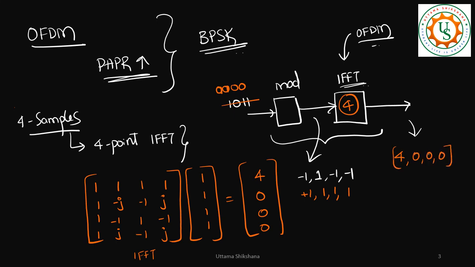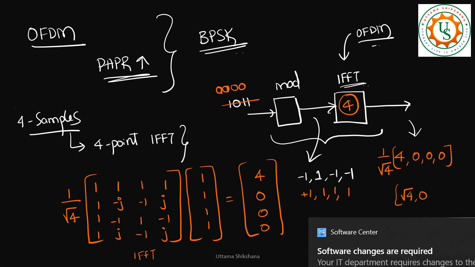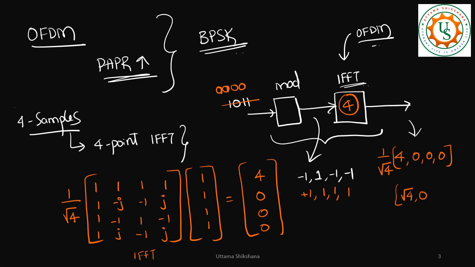Okay, so if you want to write the actual OFDM equation, then it will be like 1 by square root of 4 actually, which is 1 by square root of N, as per the equation. So 1 by square root of 4 you can take, in which case you will get square root of 4 comma 0 comma 0. Now we have this one.